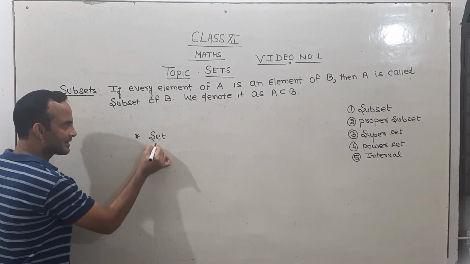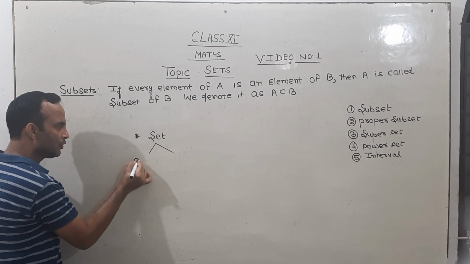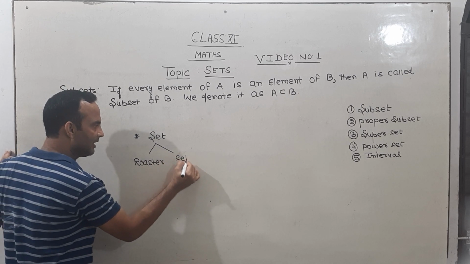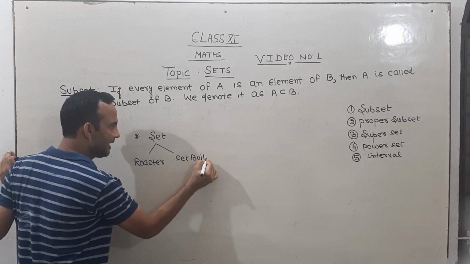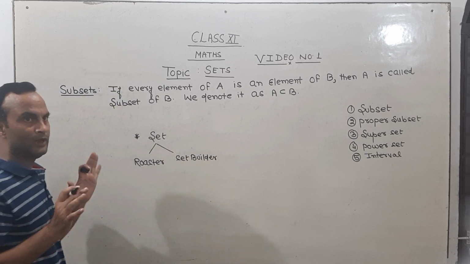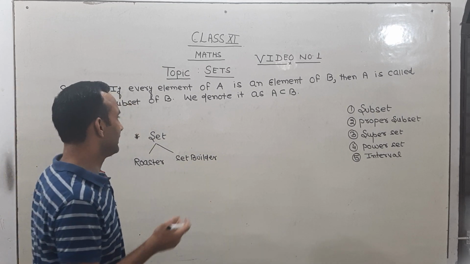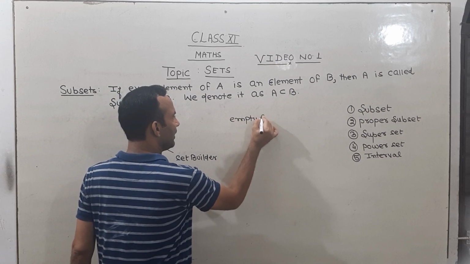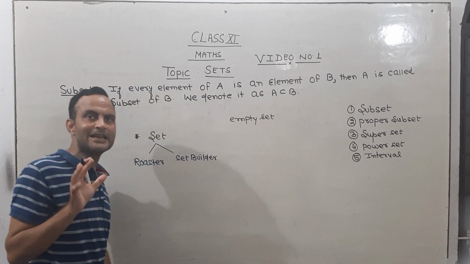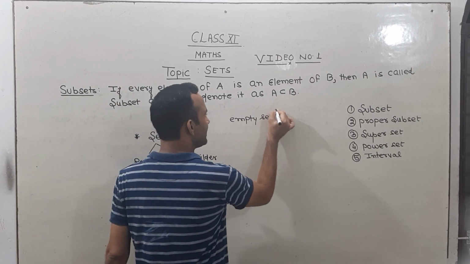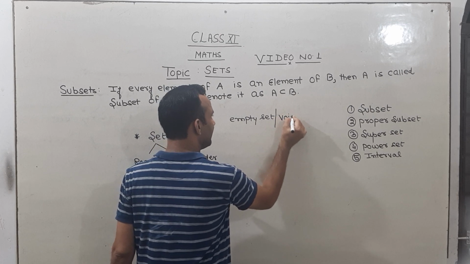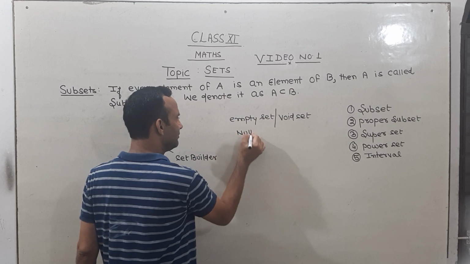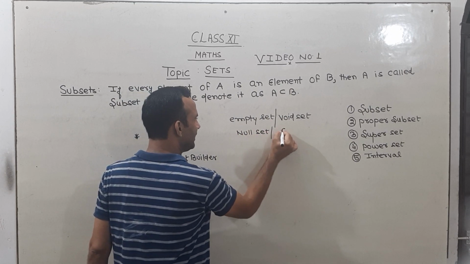You know that a set can be written in two ways: roster form and set builder form. We have already studied in 8th class the types of sets, like the empty set. An empty set is that set which contains no elements. It is also said to be a void set, or a null set, denoted by the letter phi.